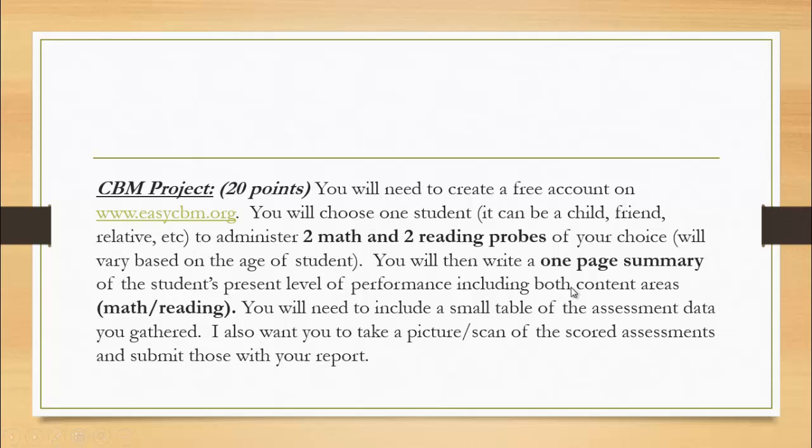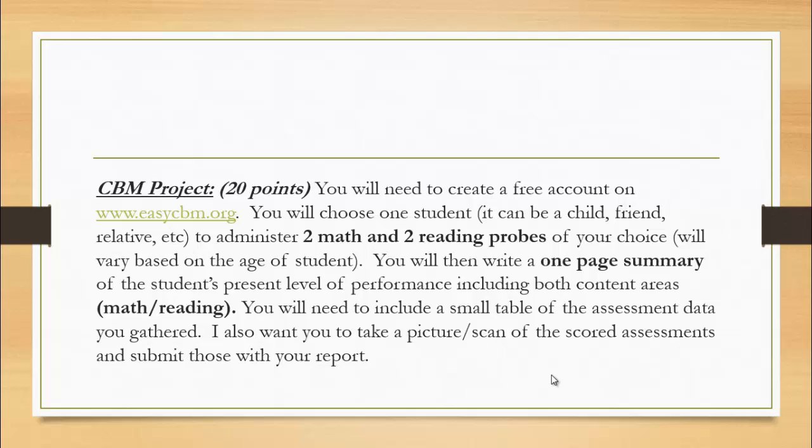You then need to choose one student. It can be a friend, relative, neighbor, anybody in the K through 8 age range or grade range that you can administer these probes to. You're going to administer 2 math probes and 2 reading probes of your choice. And I'll go through how to best choose which one you do based on the age of your student. That will vary based on whether or not you have a kindergarten or 8th grader.